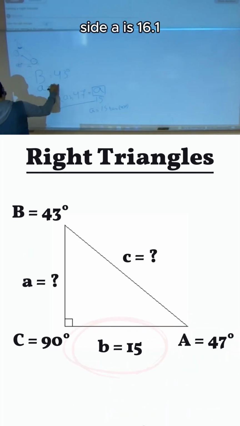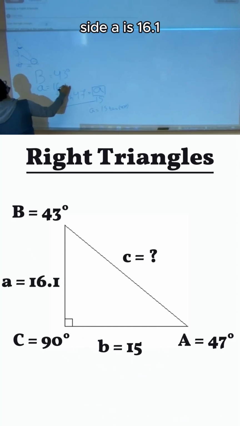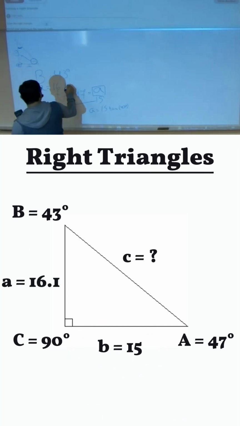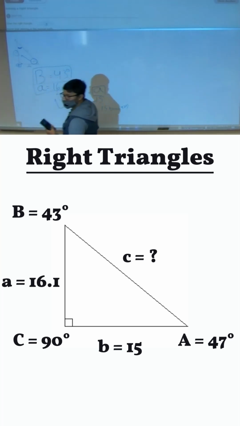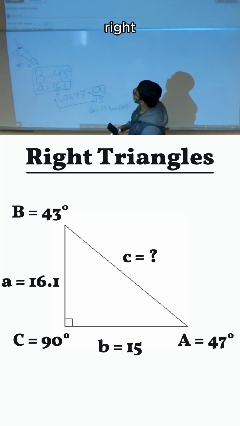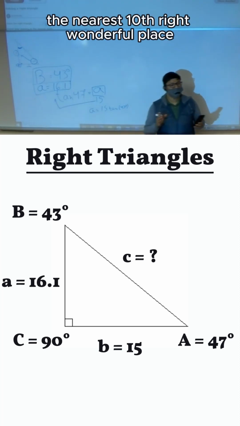Side A is 16.1. To the nearest tenth, right? One decimal place.